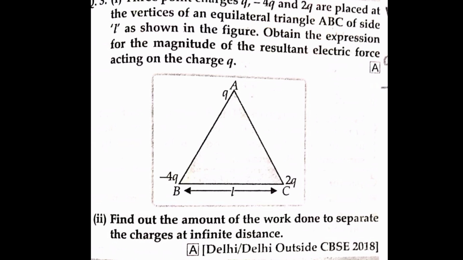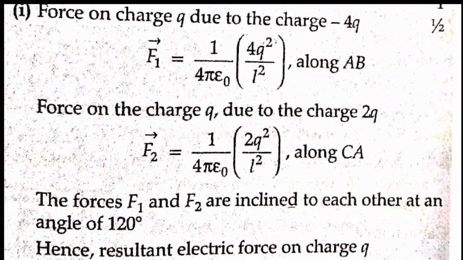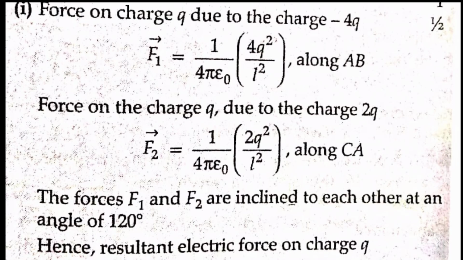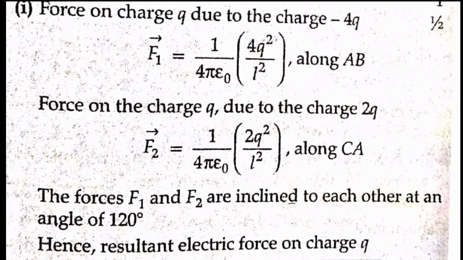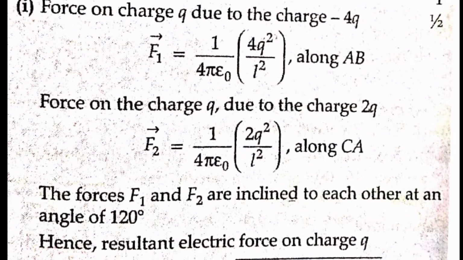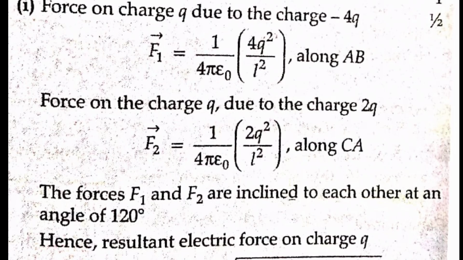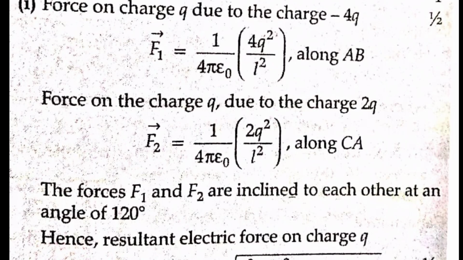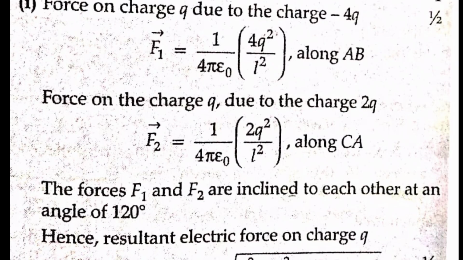So first of all, how can we answer that question? We have to find the total force acting on the charge Q. The charge Q is kept at A. Here there are 3 charges, right? So for finding the total force on the charge Q, we have to find the force on the charge Q due to the minus 4Q charge and also due to the plus 2Q charge. Then we will get 2 forces, F1 and F2, and then we have to find the resultant by using the parallelogram law of vector addition. So we can find the values of F1 and F2.